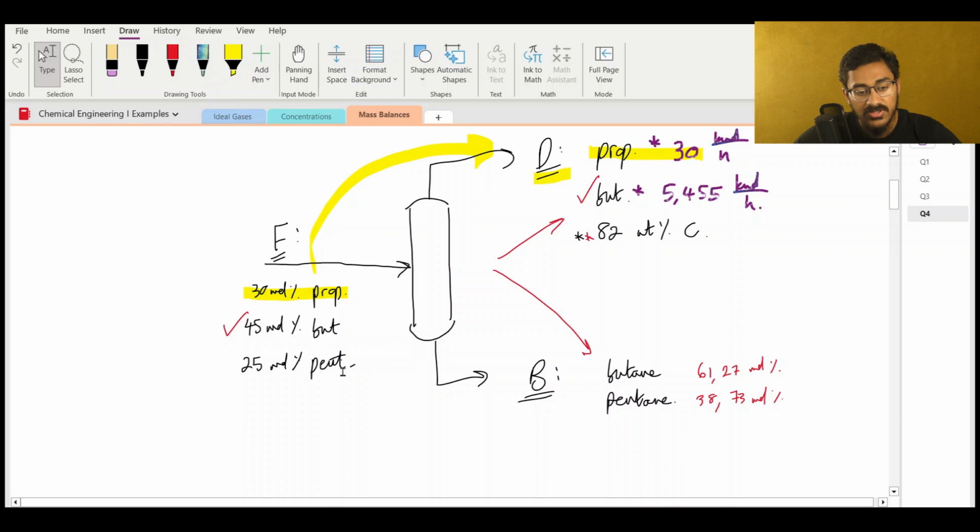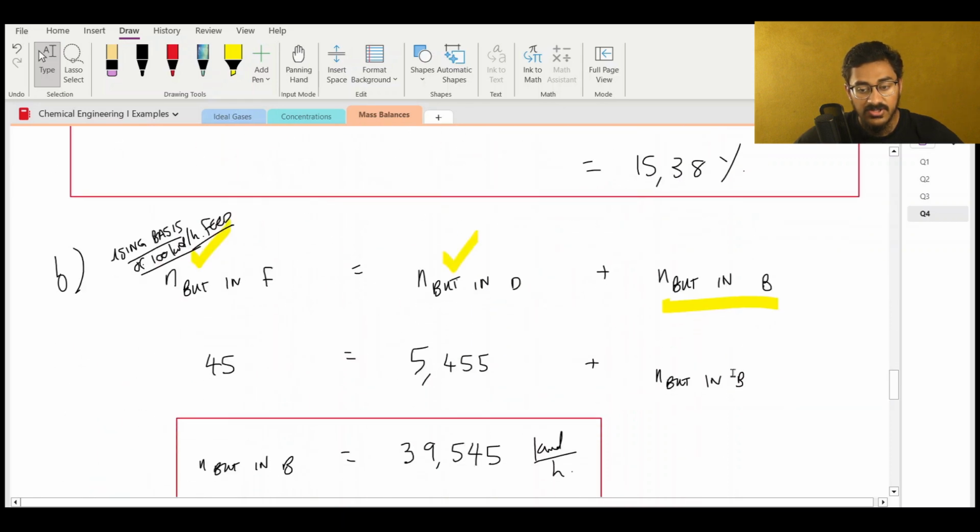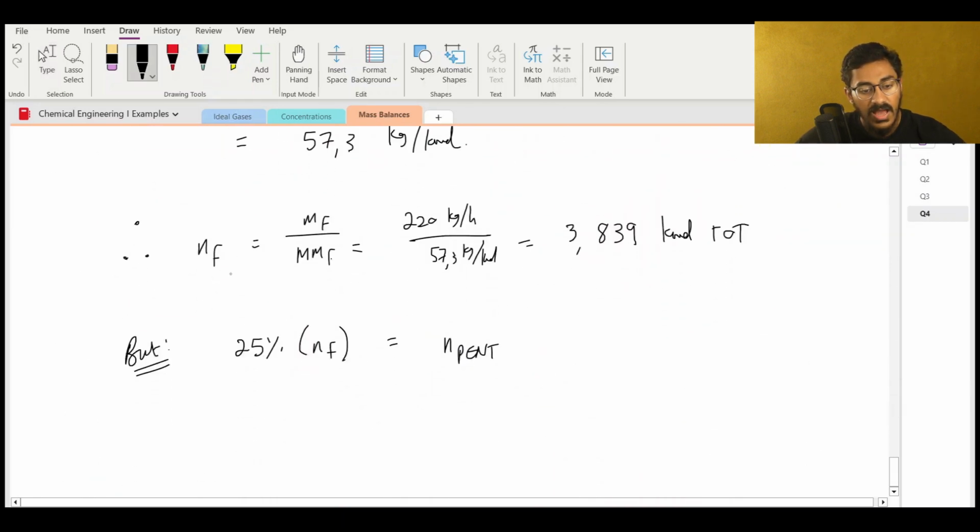So if I can work out the pentane in the feed, I can work out the pentane in the bottoms and use a ratio conversion from there. So let's go down. I know that 25% of all the moles in the feed is equal to the number of moles of pentane in the feed stream. So the number of moles of pentane in the feed stream is equal to 25% of 3.839 kilomoles per hour.